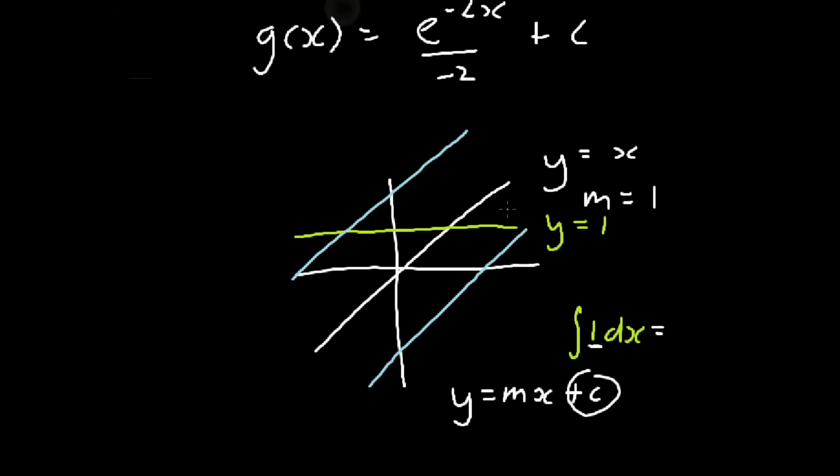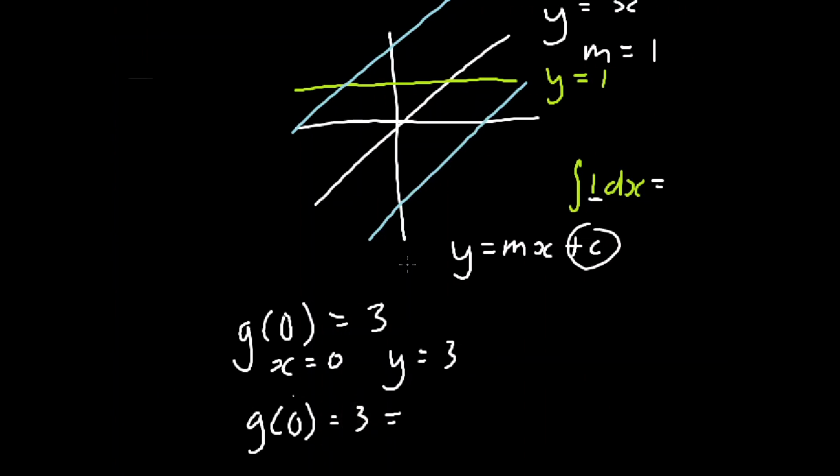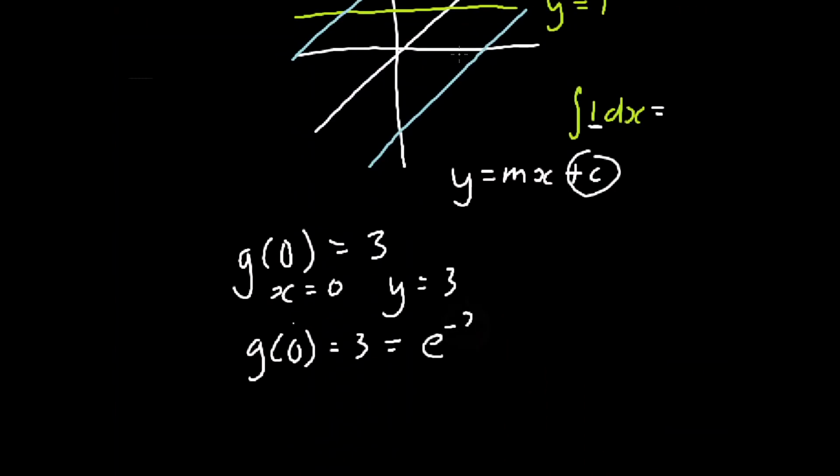To get around this, we've got a point. It says that g of 0 is equal to 3. What that means is that x is equal to 0 and y is equal to 3, so we can sub that in. So you can say g of 0 is equal to 3, is equal to, and start putting in your values here: e to the minus 2 times 0, all divided by minus 2, plus c.